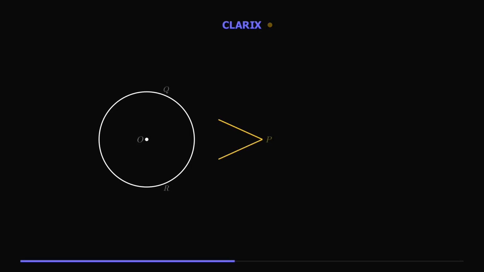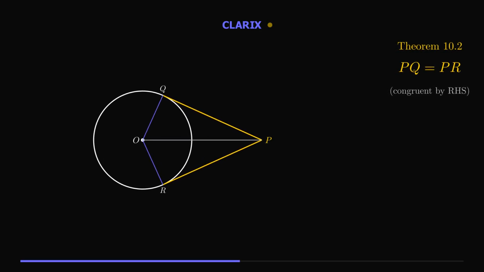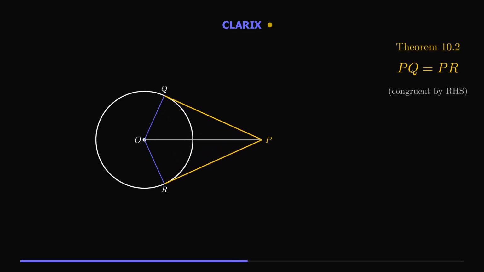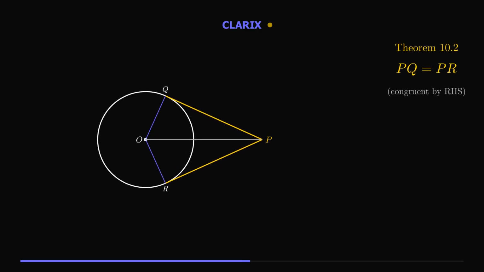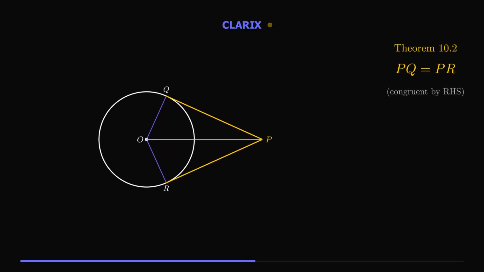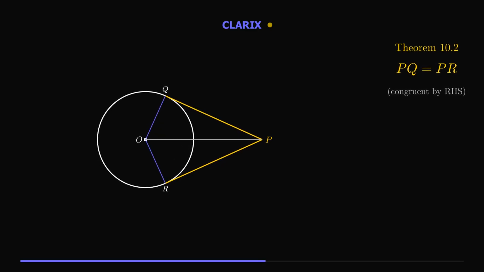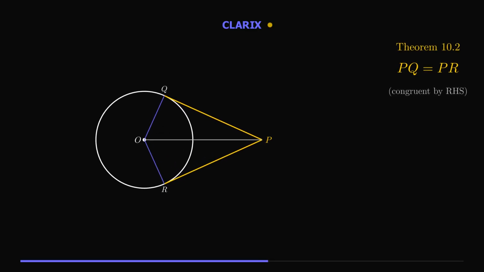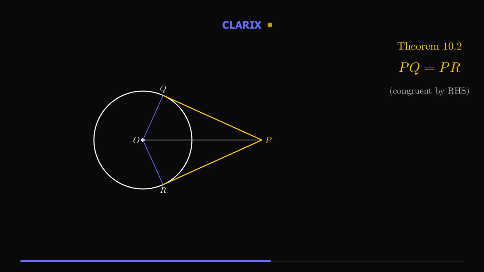Those 2 tangents from an outside point have a beautiful property. Theorem 10.2. They're equal in length. Here's the quick proof. Call the external point P and the contact points Q and R. In triangles OQP and ORP, OQ equals OR because both are radii, OP is shared, and each has a right angle at the point of contact. That's the RHS congruence condition, right angle, hypotenuse, side, so the triangles are congruent, which forces PQ to equal PR. The 2 tangent lengths are equal.